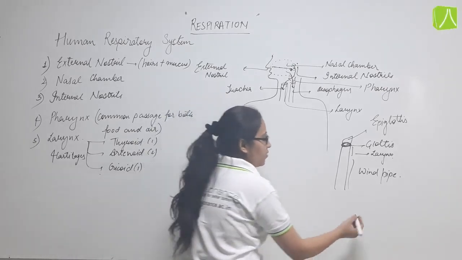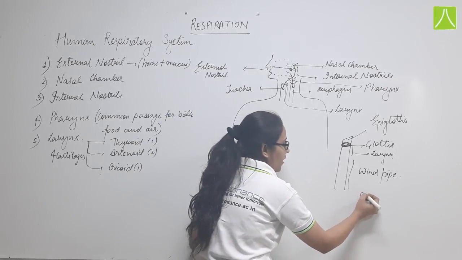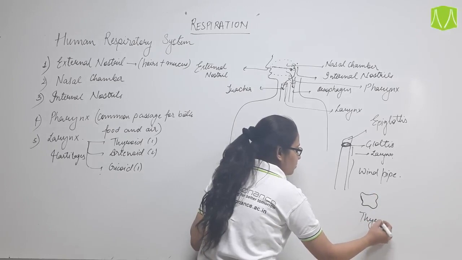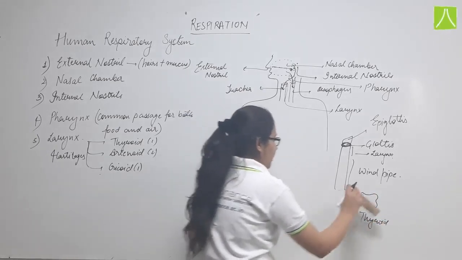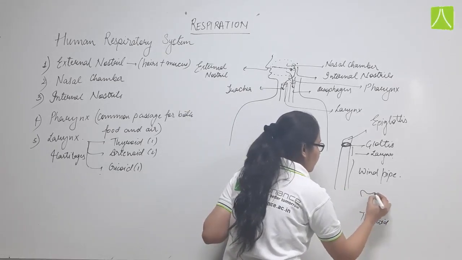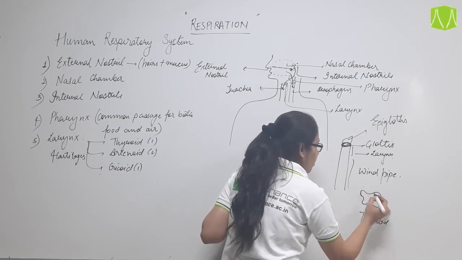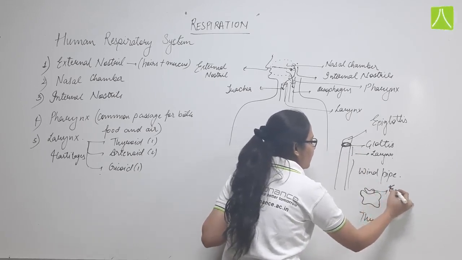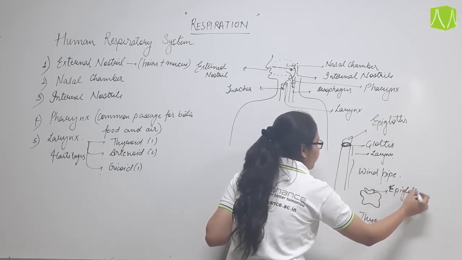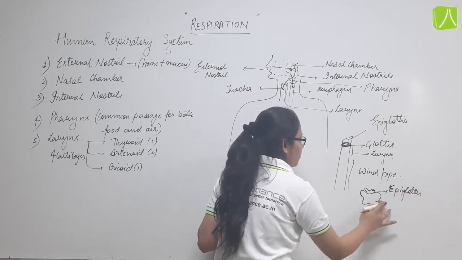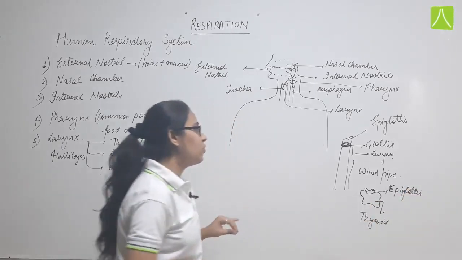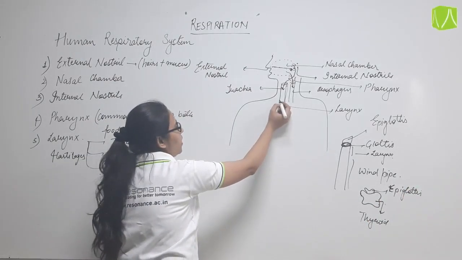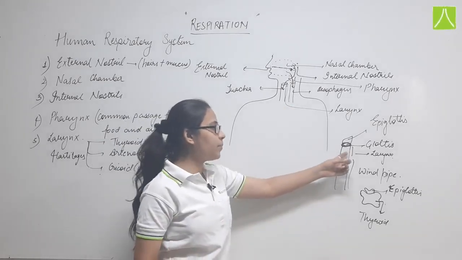Now, if we see the structure of the larynx, it is a butterfly-like structure. This is the thyroid. It has a flap-like structure known as the epiglottis. This is the epiglottis, and this is the thyroid. So its structure is like this.